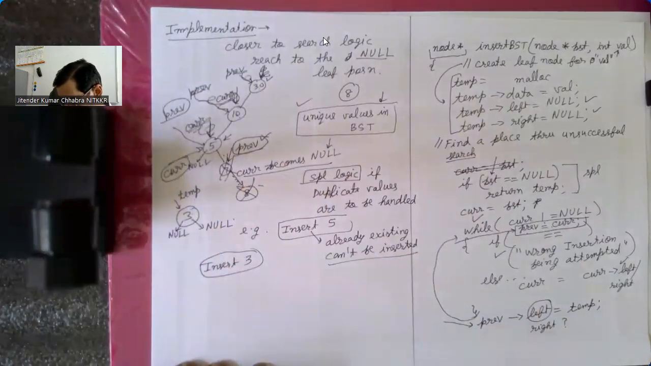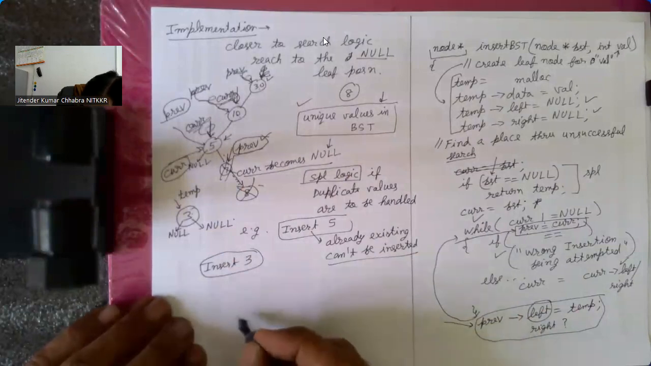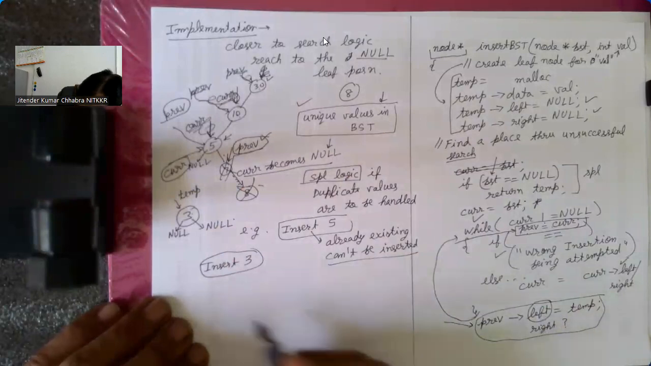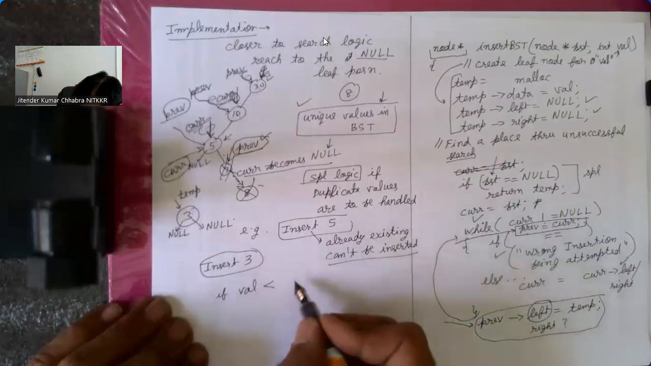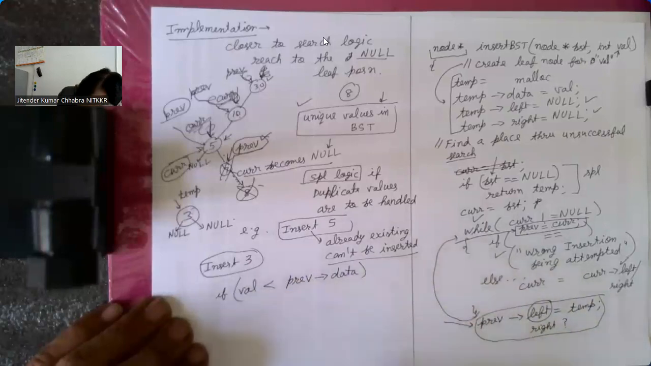How to decide? Either I should have some special logic, initially storing which side I was moving, but I say not needed, I can compare with the data itself. The value itself tells whether the temp is going to be the left link or right link for previous. So if val, or temp arrow data, is less than previous arrow data, that decides whether this node should become left side or right side.